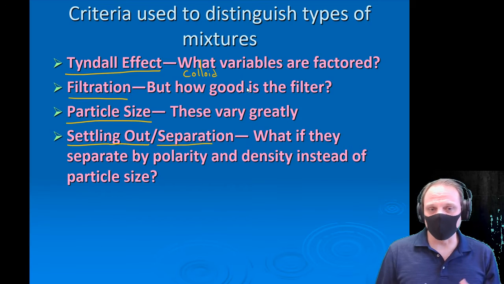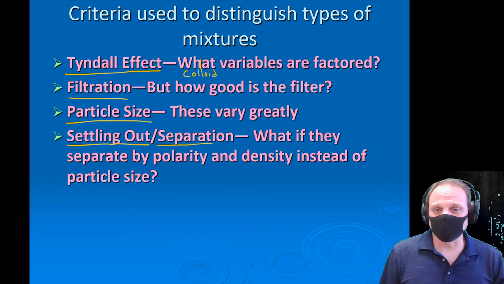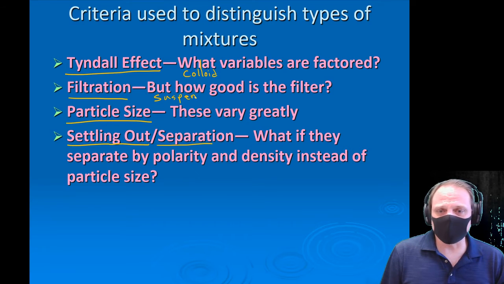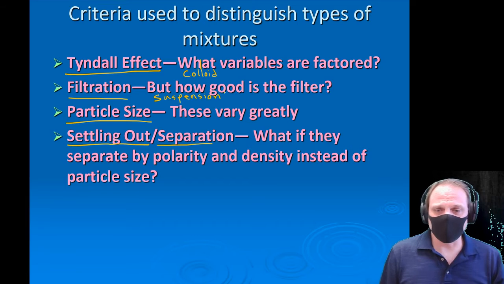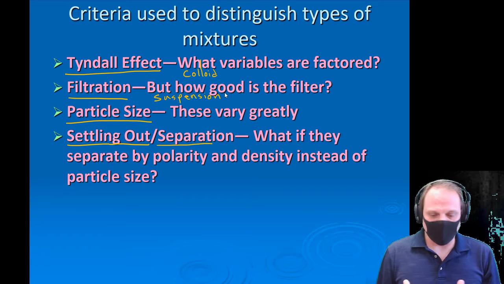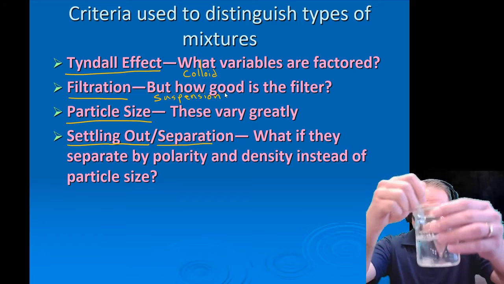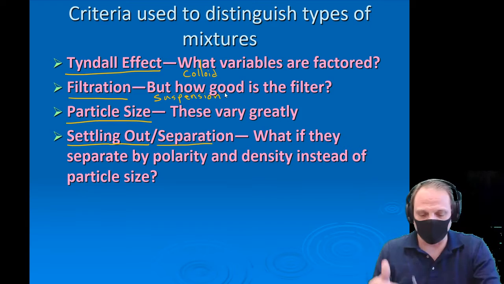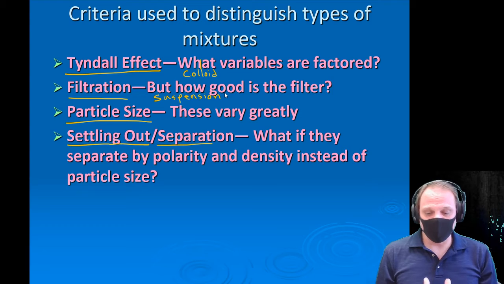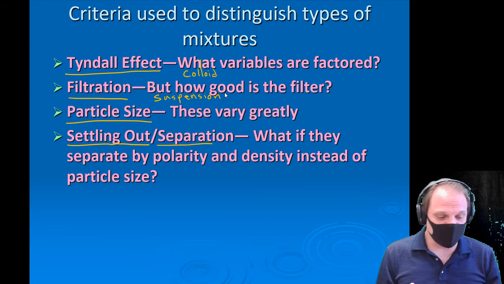Filtration. You normally would use a filtration system to determine if something might be a suspension, right? So if it's a suspension, it should have substances that you could filter out. Like if I had sand in water, I could definitely filter out the sand. But really, really good filters might be able to filter out something even finer, right?